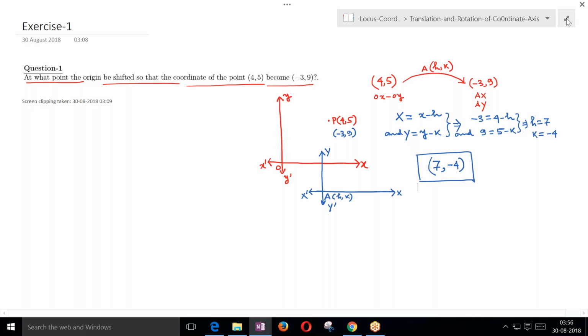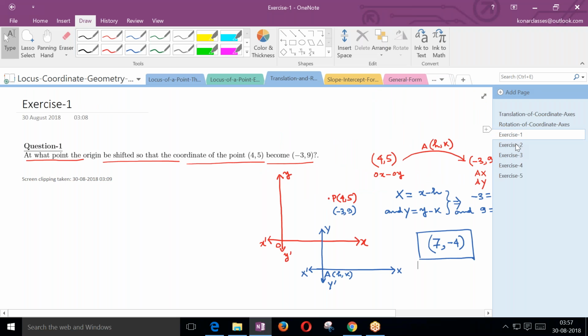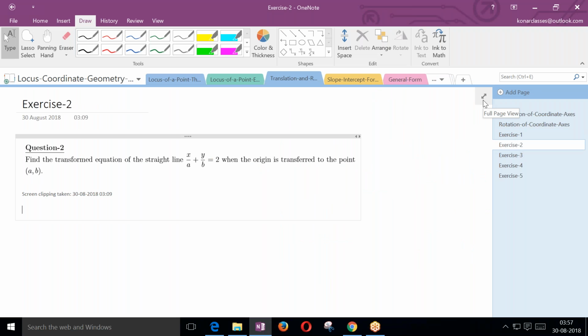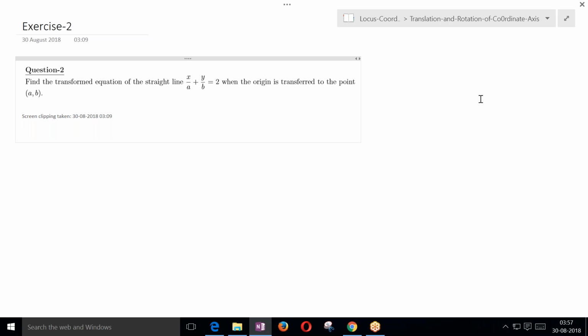Okay, so let us proceed to the next question. Next question is something like this. Find the transformed equation of the straight line x by a plus y by b is equal to 2 when the origin is transferred to the point (a, b). Here I would like to solve this problem without using any coordinate axis, just by using our fundamental understanding.